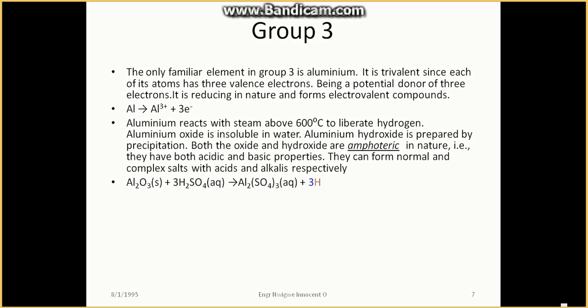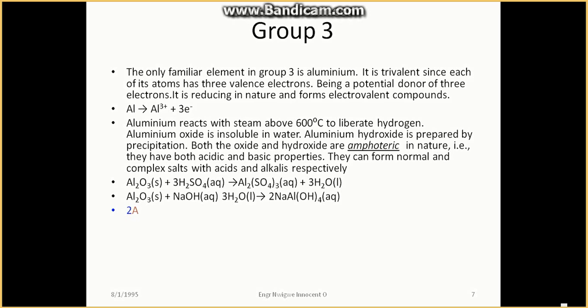Aluminium oxide plus 3 molecules of tetraoxosulfate (VI) acid aqueous gives aluminium tetraoxosulfate (VI) plus 3 molecules of water liquid. Aluminium oxide solid plus 2 molecules of sodium hydroxide aqueous plus water gives 2 molecules of sodium aluminium hydroxide.